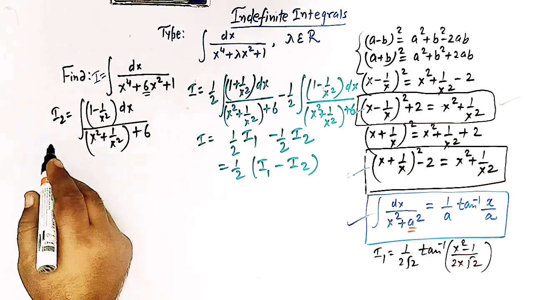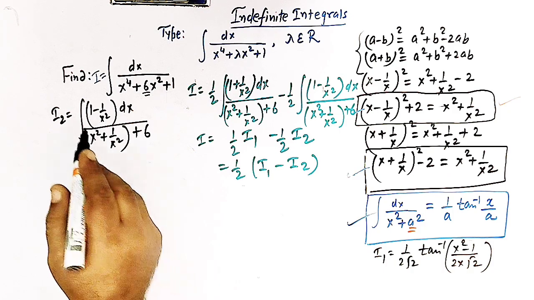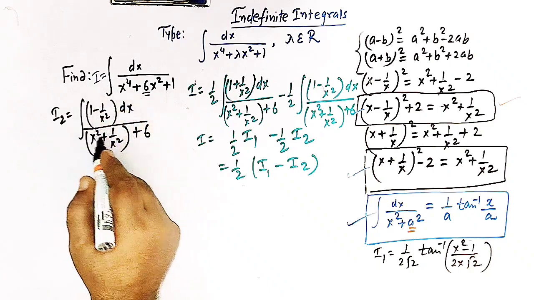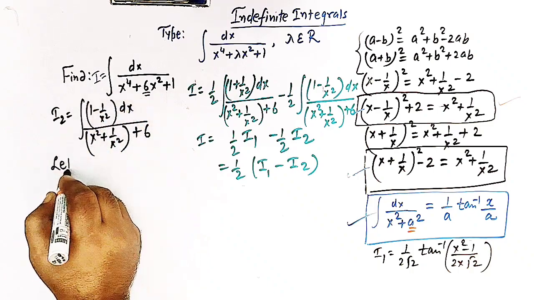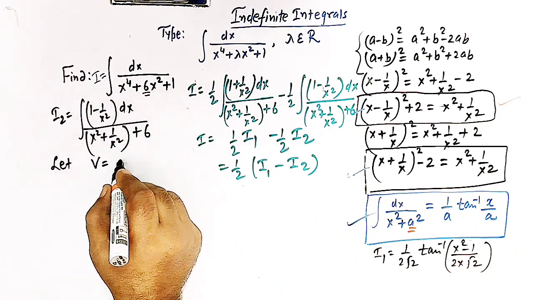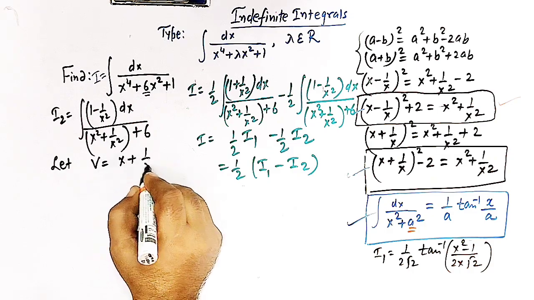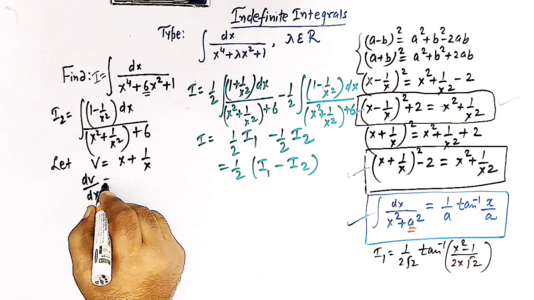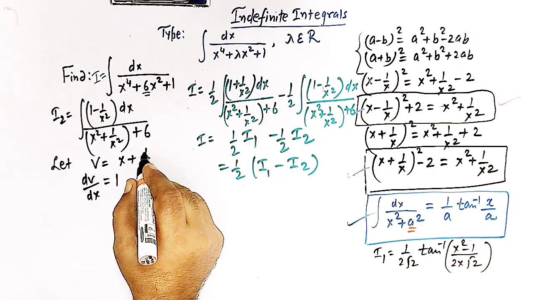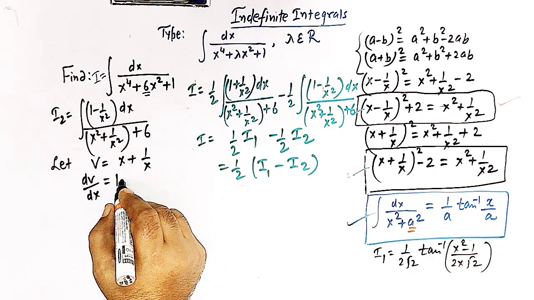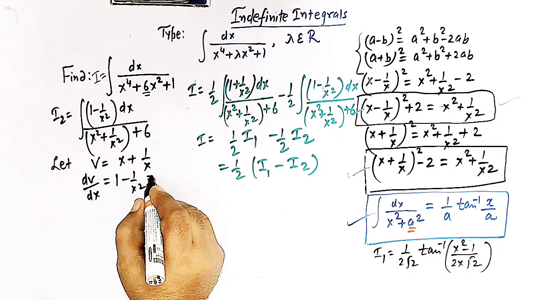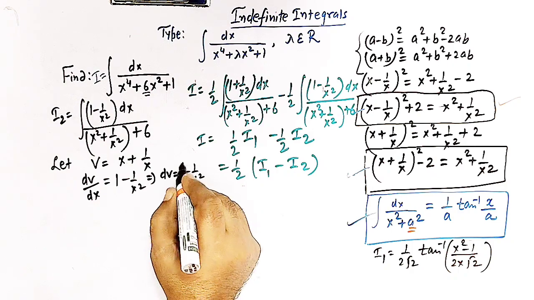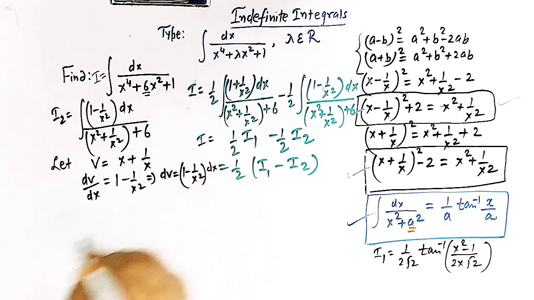So now let us calculate the value of I2. Now here we have 1 minus 1 over x square dx in the numerator. So let us substitute here v is equal to x plus 1 over x. So if we differentiate v with respect to x, we have dv over dx is equal to 1, and the derivative of 1 over x is minus 1 over x square. So from here we can write dv is equal to 1 minus 1 over x square dx, right?